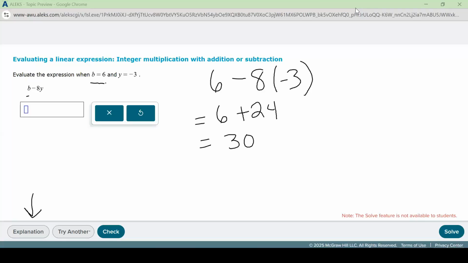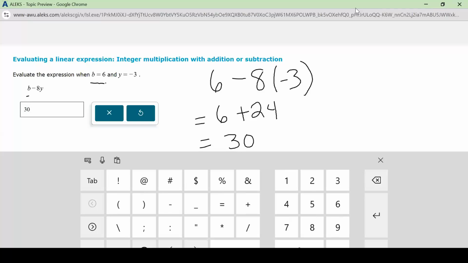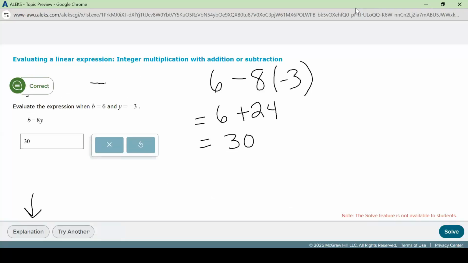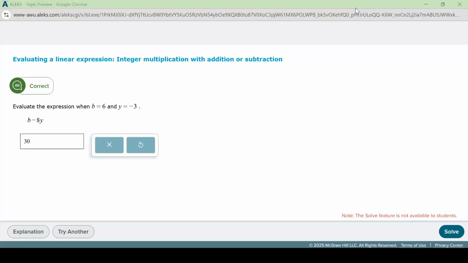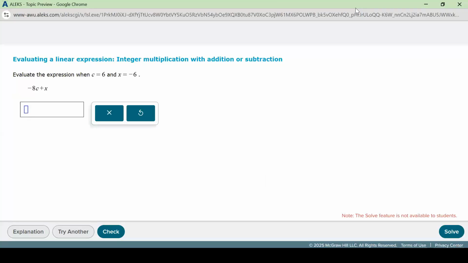Now, again, if you're not sure, you can always click the explanation. I am going to type in 30. Okay. And again, you can try another. I recommend that you do that. Write it out again.